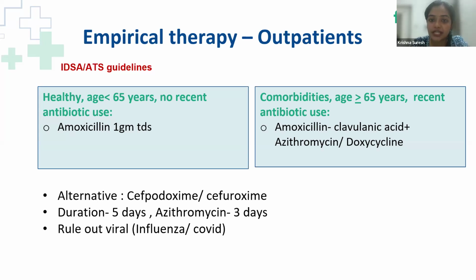And also, if a patient is having any comorbidity, age more than 65 years, and also recent antibiotic use, the recommended empiric therapy is amoxicillin clavulanic acid with azithromycin or doxycycline. Alternatively, if a patient reports true allergy to penicillin, cefpodoxime or cefuroxime can be used. The duration of therapy is 5 days, and in case of azithromycin, it can be stopped in 3 days due to its longer half-life. And in the treatment of community-acquired bacterial pneumonia, it is also important to rule out the viral causes such as influenza and COVID.